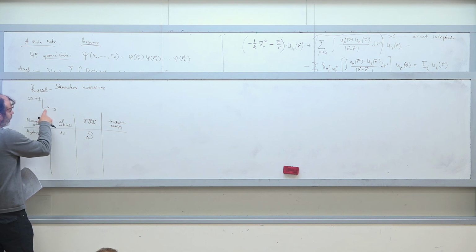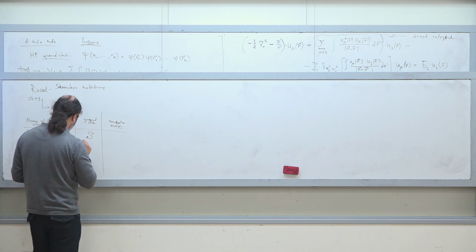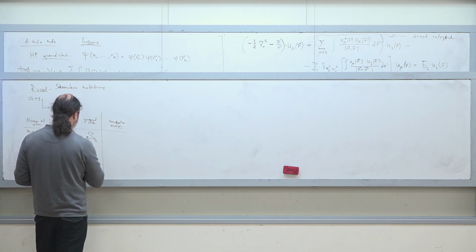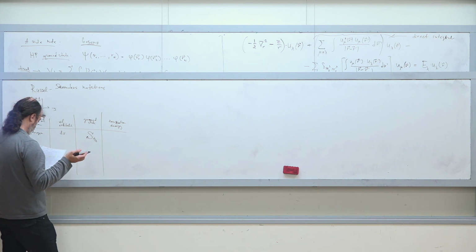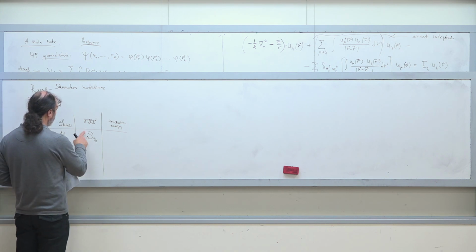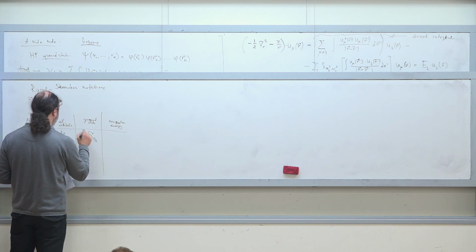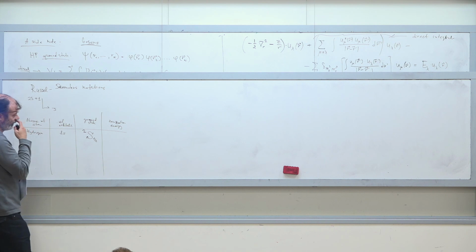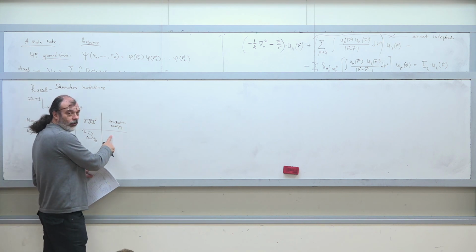So L is equal to 0. It's always an s orbital. So J will be equal to 1/2, because we have J equal S, which is 1/2. And here we have 2S plus 1, so it will be equal to 2, because S is equal to 1/2.